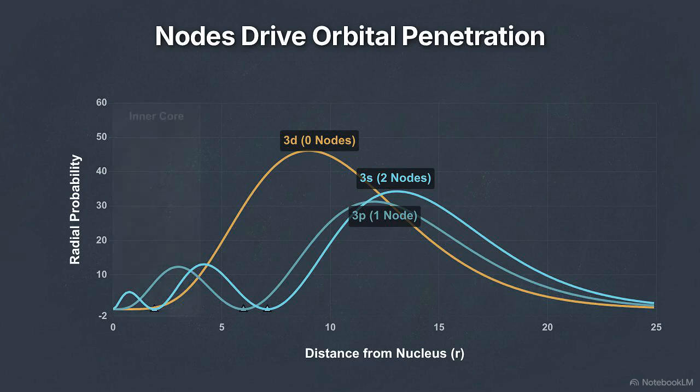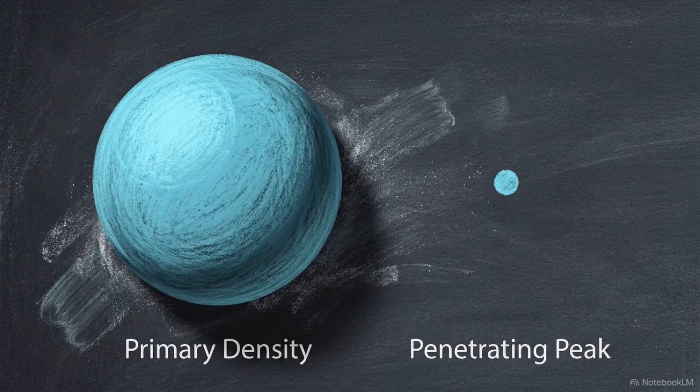We can see the resulting inner peaks for the 3s and 3p orbitals. These small inner probability peaks are the literal manifestation of what the textbooks call penetration. While these peaks exist, they represent only a minority fraction of the orbital's total probability distribution. Essentially, radial nodes force a wave function to distribute its probability across multiple separated distances from the nucleus.